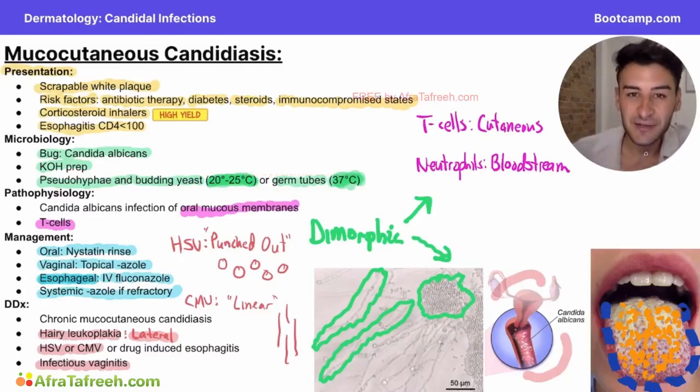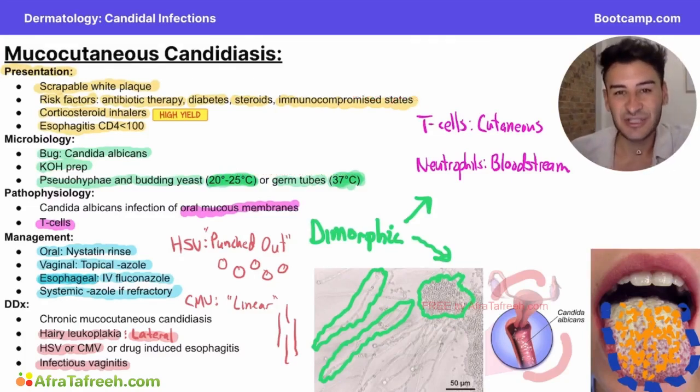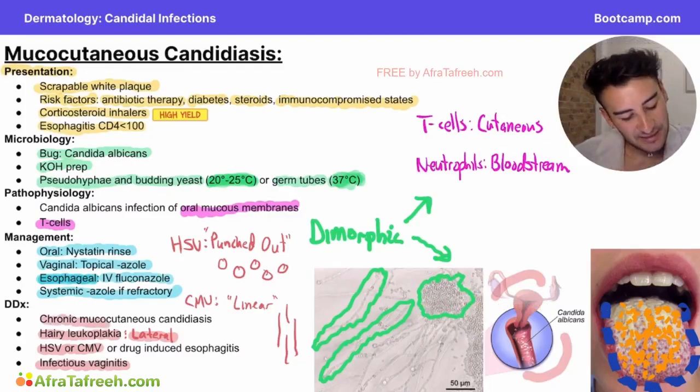However, in candidal vaginitis, it's going to be a thick, white, cottage cheese-like discharge. And that's going to be your dead giveaway that you're dealing with candidal vaginitis. And for that, we can give a topical azole. Lastly, I want to touch on chronic mucocutaneous candidiasis.